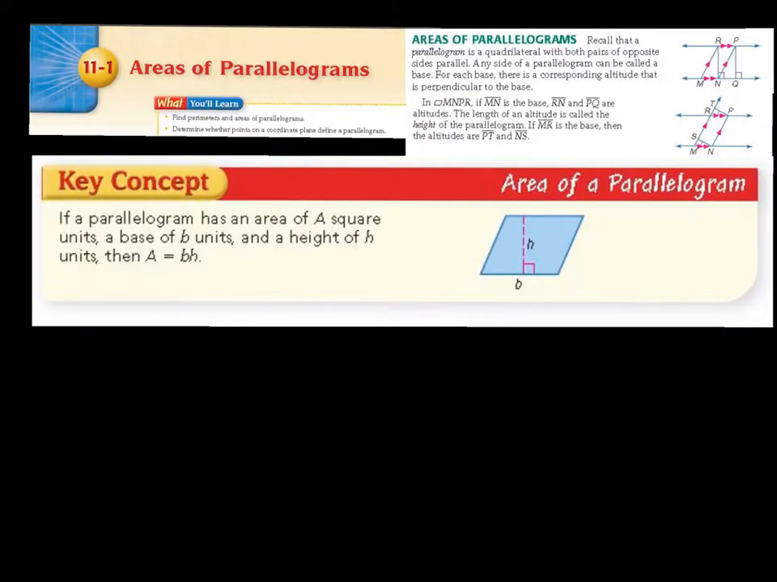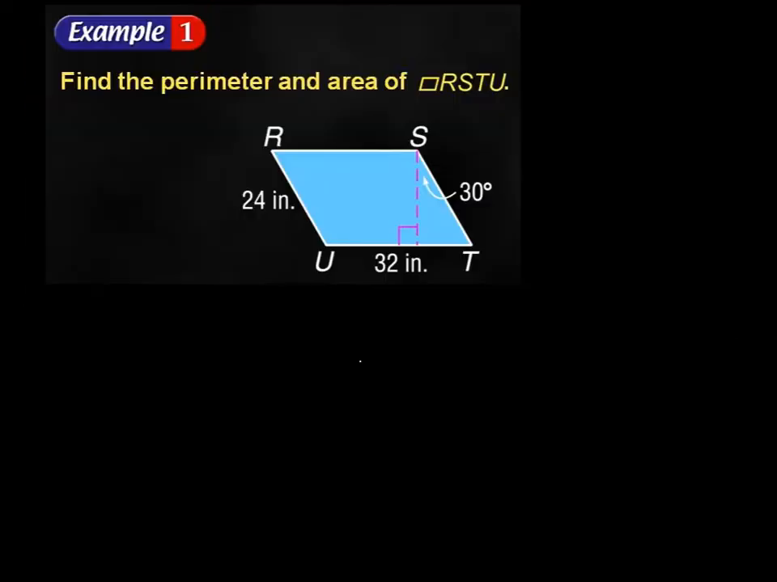If a parallelogram has an area A square units, a base of B units, and a height of H units, then the area of the parallelogram is base times height.